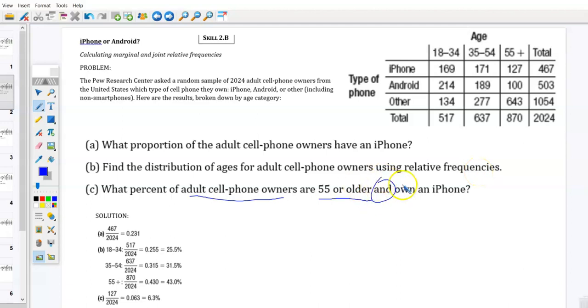So this, and that's called joint, right? We want them 55 and an iPhone. So 55, look at this column, iPhone, like this one. So there are a total of 127 out of a grand total of 2024 folks that fit the bill. So that ends up being 6.3%. If you type that in your calculator, get a decimal, you'll get it.